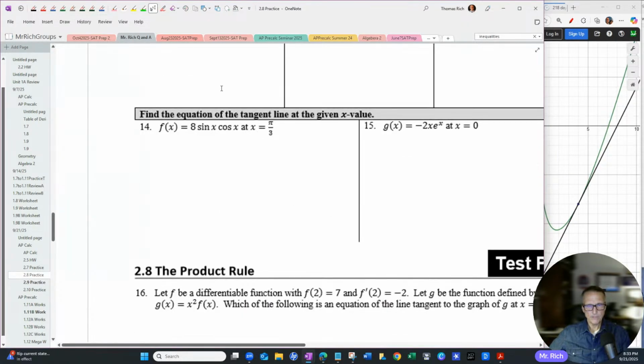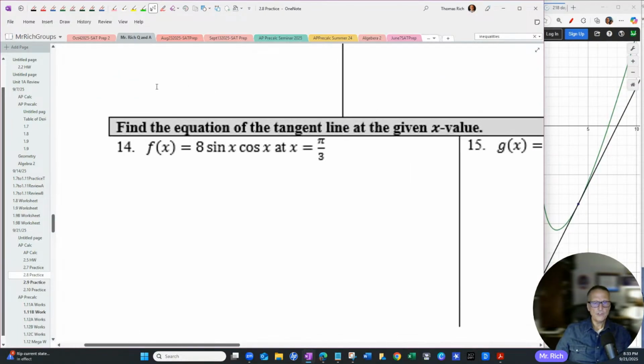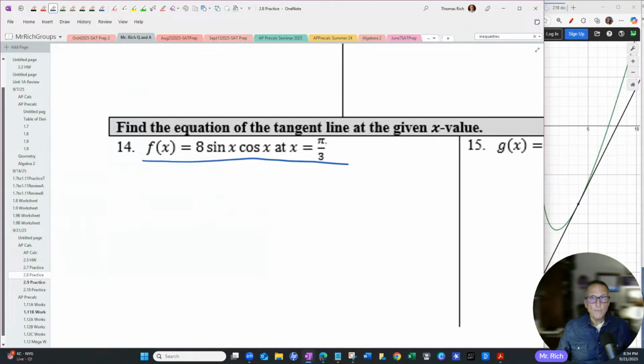All right. So what we'll do is we're going to find the equation of the tangent line of this function at x equals pi over 3. Now, I have to tell you, you are supposed to know when you get into AP Calc, you're supposed to remember your unit circle that you had memorized from AP Pre-Calc. If you don't have that memorized, be sure to know it.